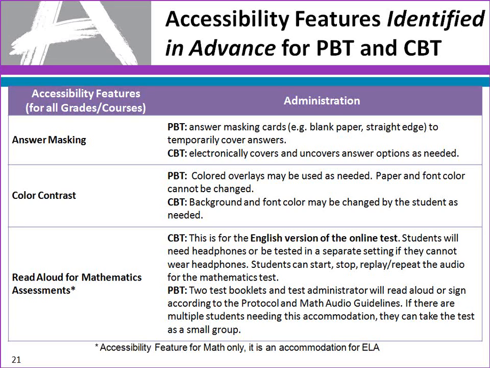This accessibility feature requires a special test form. So it comes in a packet. So if you have a human reader, you'll have the paper version, and the student would have their own booklet. So just a note on this. So it is identified in advance because all of these require a special form.